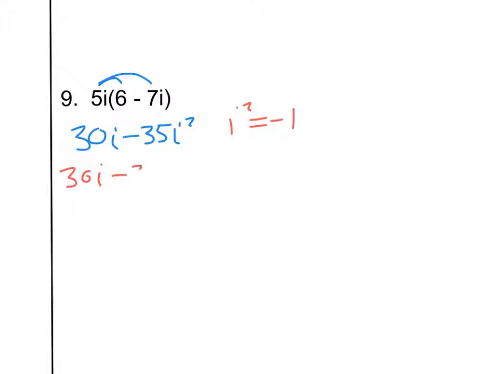Number 9 is going to be kind of similar, but here we do have multiplication, so we do have some distribution. 5i times 6 is going to be 30i, and 5i times minus 7i is going to be minus 35i squared. The only piece that you need to know here is that i squared is negative 1, so therefore 30i minus 35 times negative 1, it means the same thing. If I multiply minus 35 times minus 1, that's going to be plus 35. So 30i plus 35 is the answer.